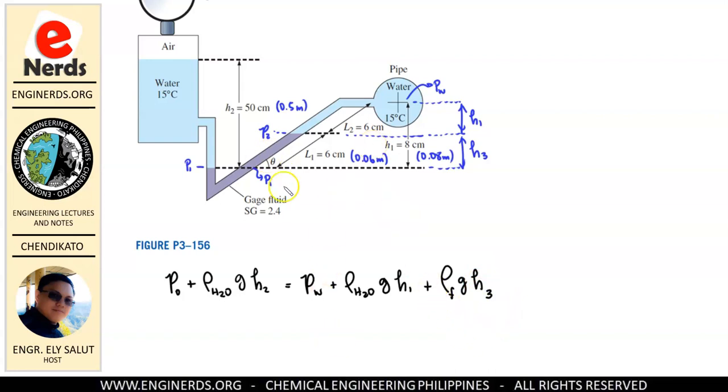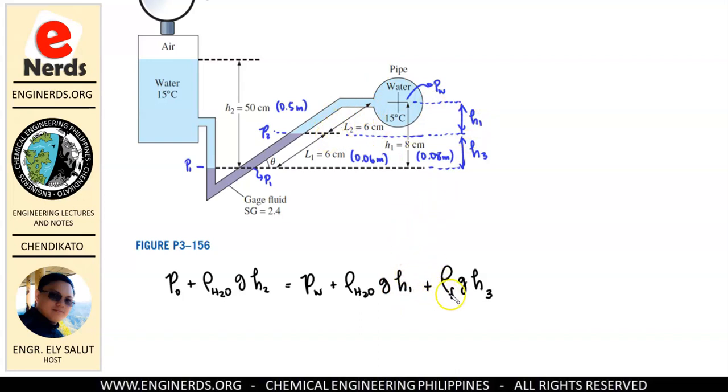Now, how many unknowns do we have here? We have the value of P0, the density of water, and g. We also know the value of H2. So basically, everything on the left side of our equation are known values. On our right side, we have PW, which is unknown. That is what we are looking for. We know the density of water and g. H1, we don't know because what is given is L2.